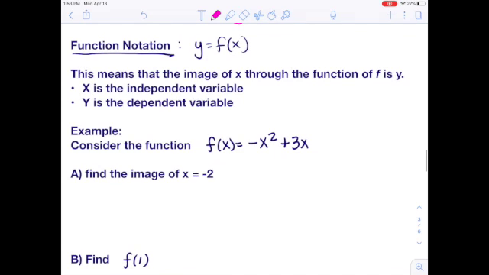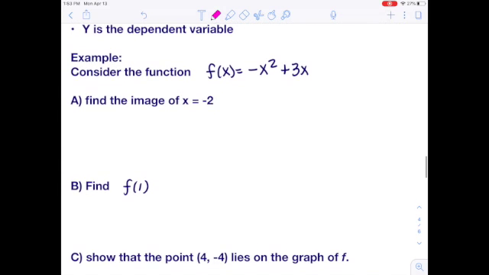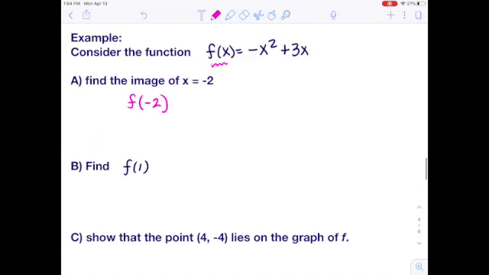So for our example, it's similar. We're doing the same process as the last couple of examples, but now you know, based on the notation, that f of x is a function. So for every x, there's only one y value that corresponds to it. So we're going to find the image of x is equal to negative 2. So anytime you see an x, you're going to replace it with negative 2.